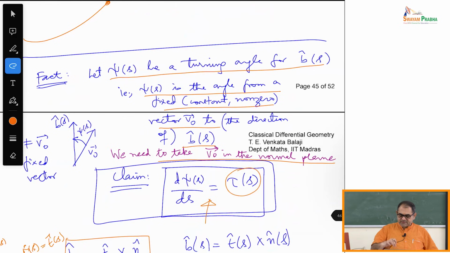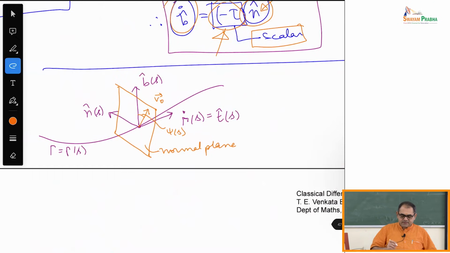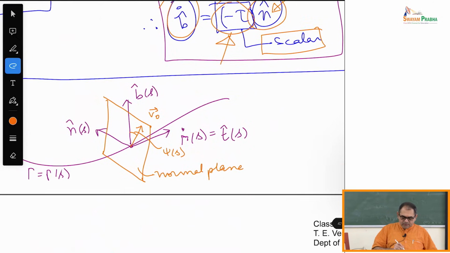And why is that true? That is a simple calculation that we can see. So here is my picture. I have this curve gamma given by capital gamma of s. As usual, s is the arc length, increasing arc length. The curve is parametrized by arc length so that it is a unit speed curve, and formally everything is defined only for unit speed curves.